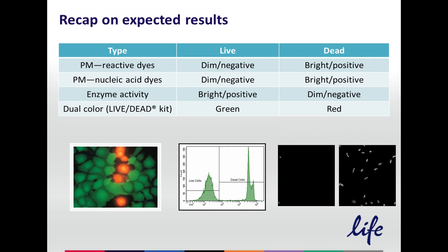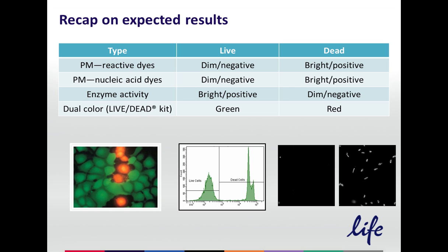Okay, so let's take a little bit of time to recap the expected results. If you're using a plasma membrane integrity readout, looking at reactive dyes, then your live cells will be dim or negative, and your dead cells will be very bright and give you positive staining. The same is true for nucleic acid dyes. Your live cells are dim and negative, whereas your dead cells are bright, positive.